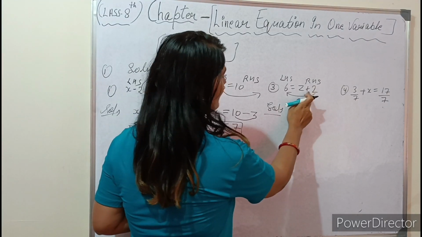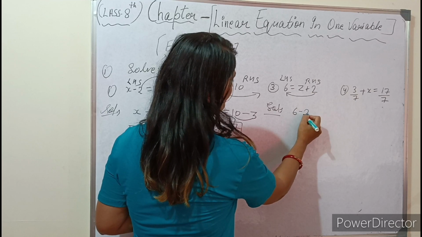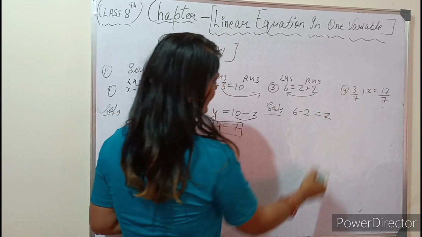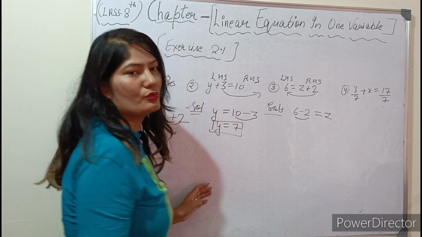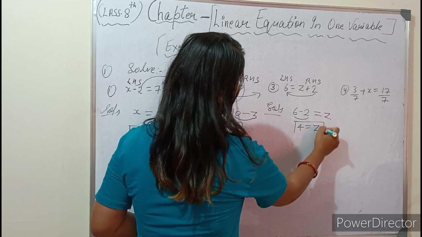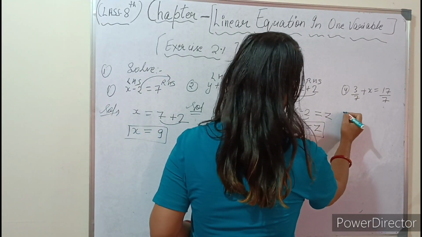So whatever terms are there with the variable, you will shift all the terms to the other side. So plus 2 will come this side and now this becomes minus 2 and equals to, now here z is left. So 6 minus 2, this is 4. So the value of z is 4. Now moving to the last part, that is the fourth part.